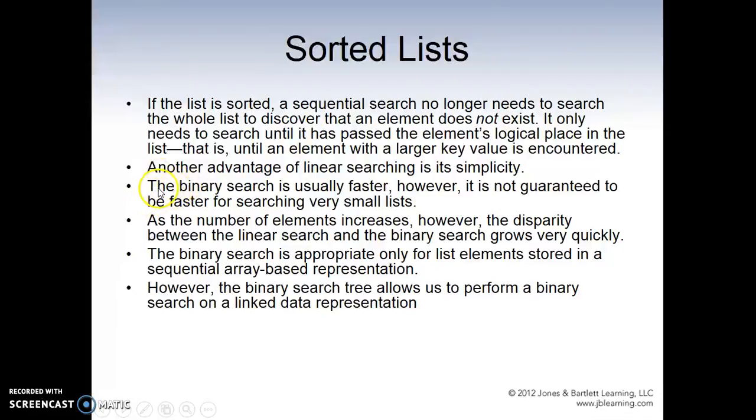It's very simple, right? The binary search is usually faster, however, it's not guaranteed to be faster for searching very small lists. As the number of elements increases, the disparity between the linear search and the binary search grows very quickly. The binary search is appropriate only for list elements stored in a sequential array-based representation. However, the binary search tree allows us to perform a binary search on a linked data representation.